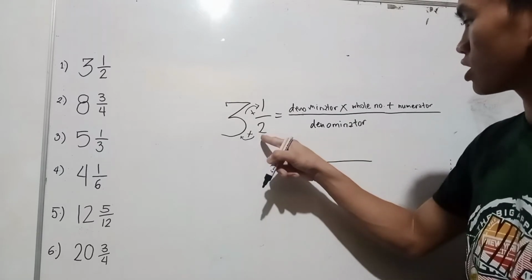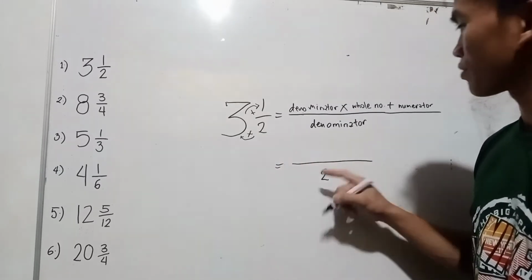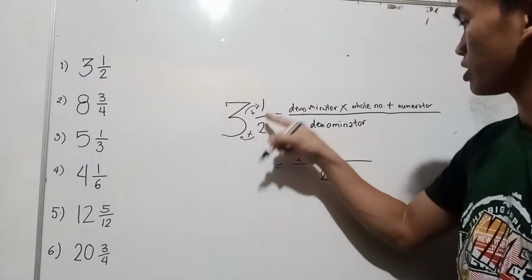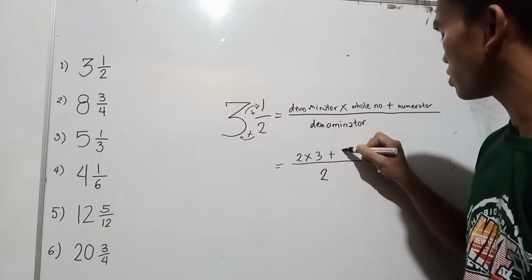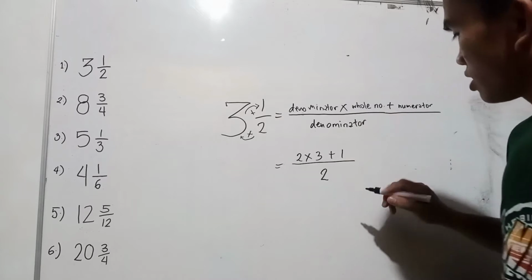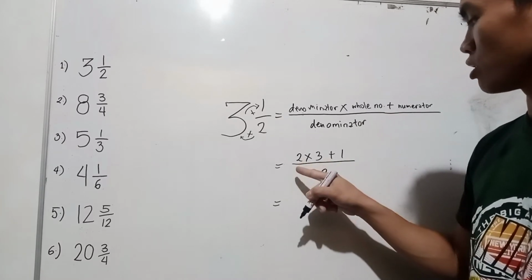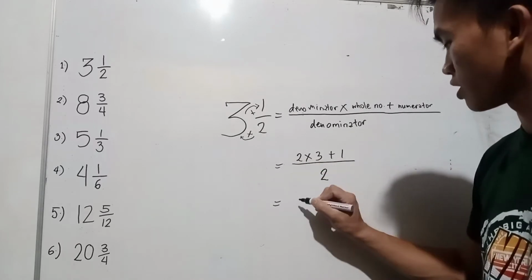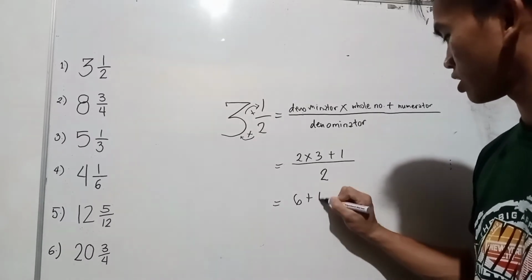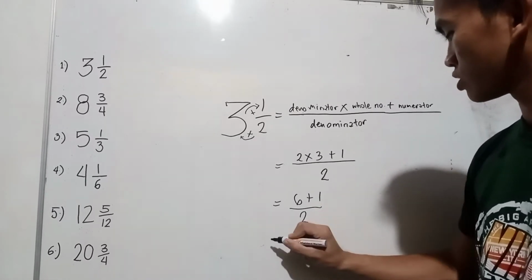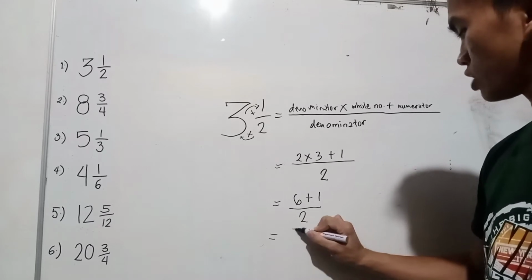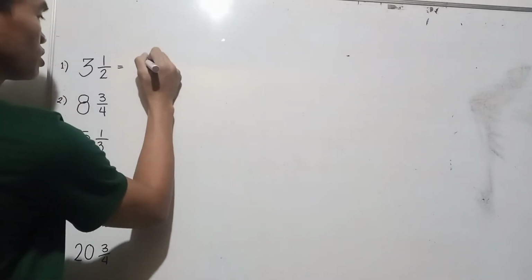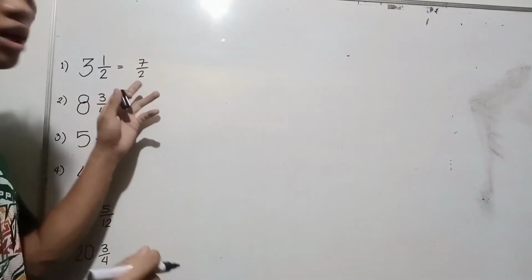The denominator of this expression is 2, and 2 times the whole number, which is 3, plus the numerator, which is 1. So 2 times 3, that's the PEMDAS rule, we need to get the product first. So 3 times 2 is 6 plus 1 over 2, so it is equal to 7 over 2. Since we now have the answer to number 1, which is 7 over 2, that's our final answer.